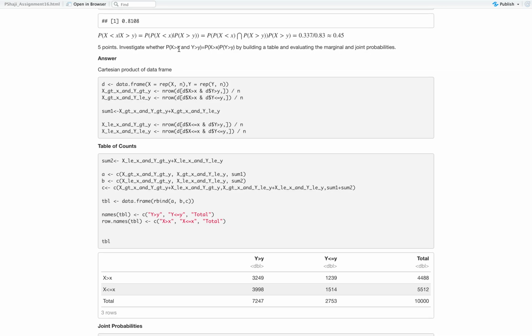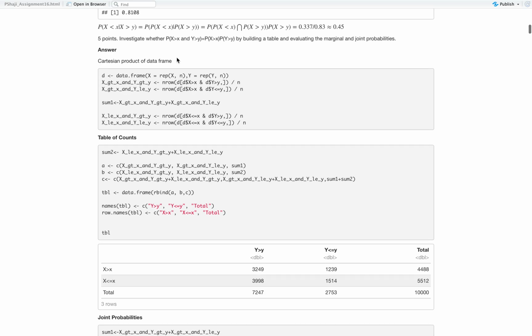For the next question, we need to investigate whether P(X > x), that is the median, and Y greater than the first quartile, by building a table and evaluating marginal and joint probabilities. So here I would like to tell you what is a marginal and joint probability. The joint probability is the probability that two events will occur simultaneously, and the marginal is the probability of the occurrence of a single event.